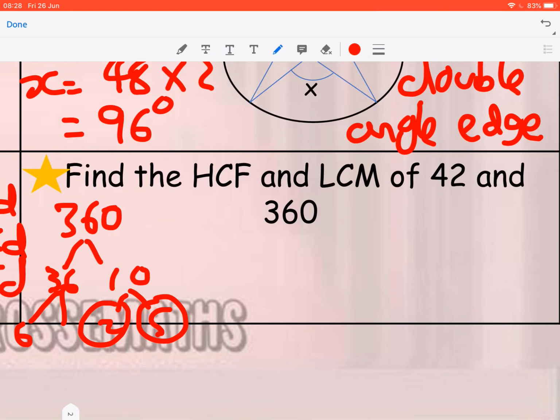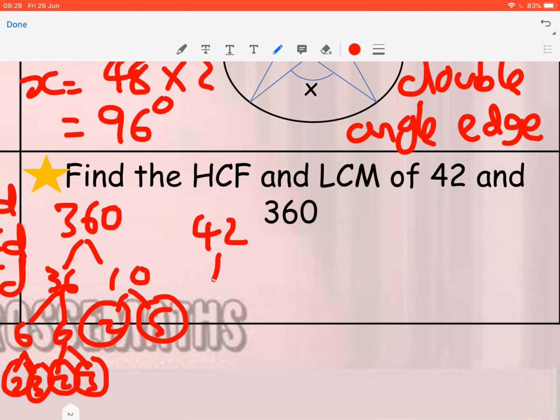36 breaks down into 6 and 6, 2 and 3, 2 and 3. If you ever get a prime number, you've got to circle it. Everyone will recognise this topic straight away. 42 breaks down into 6 and 7, and 6 breaks down into 2 and 3.